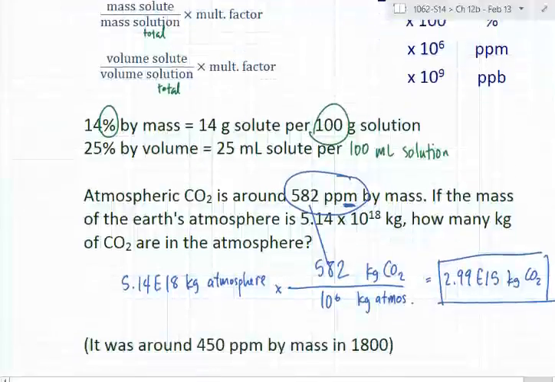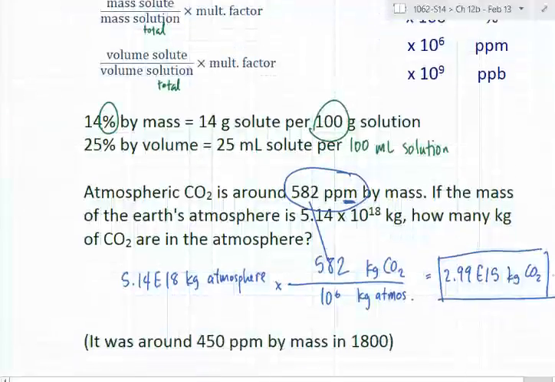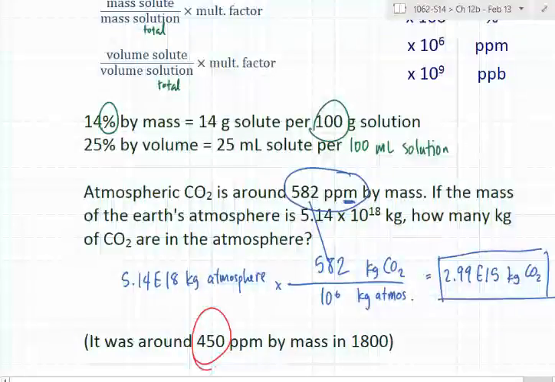The interesting thing that I thought right here is that it's been shown that just 200 years ago, CO2 was 450 parts per million by mass. So if you put that in terms of actual kilograms or even tons of CO2, you could calculate how many more tons of CO2 we have in our atmosphere that have been put there just over the last 200 years.